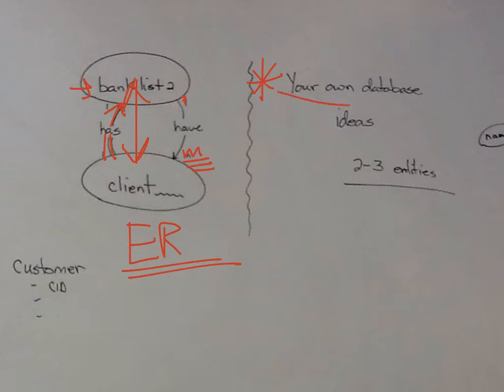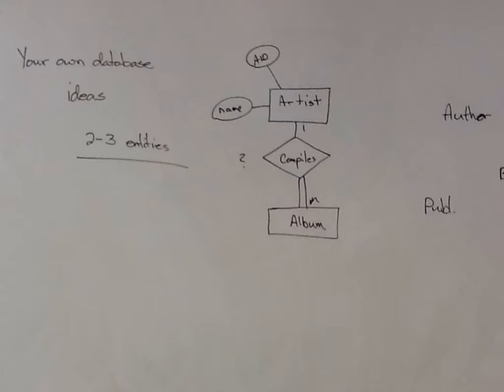The next assignment, you have to create your own database. You need to get some ideas, 2 or 3 entities. We have an example, and this example will come up again in a future class, in which we have an artist. An artist compiles an album. The album has to have an artist. One artist can have many albums. Okay?